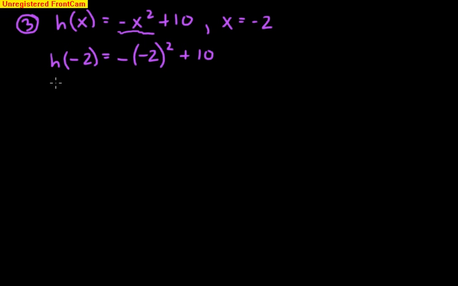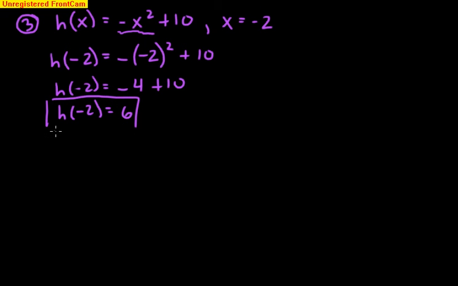Now, this left side does not change. h of negative 2 stays the same. Over here, we have to do things in the correct order. You must square negative 2 first. When you square negative 2, you get positive 4. But then it has a negative in front of it, so negative 4. And of course, negative 4 plus 10 is positive 6. That's how I want the answers. h of negative 2 equals 6.